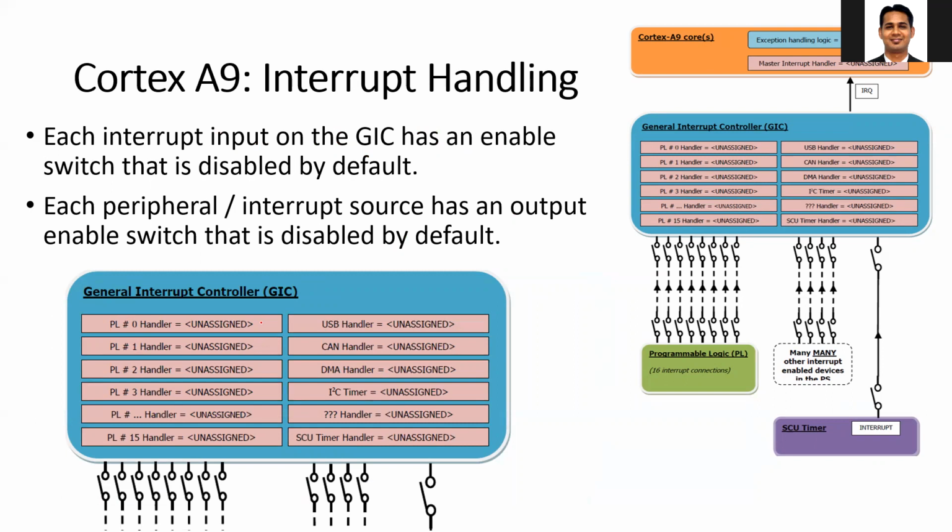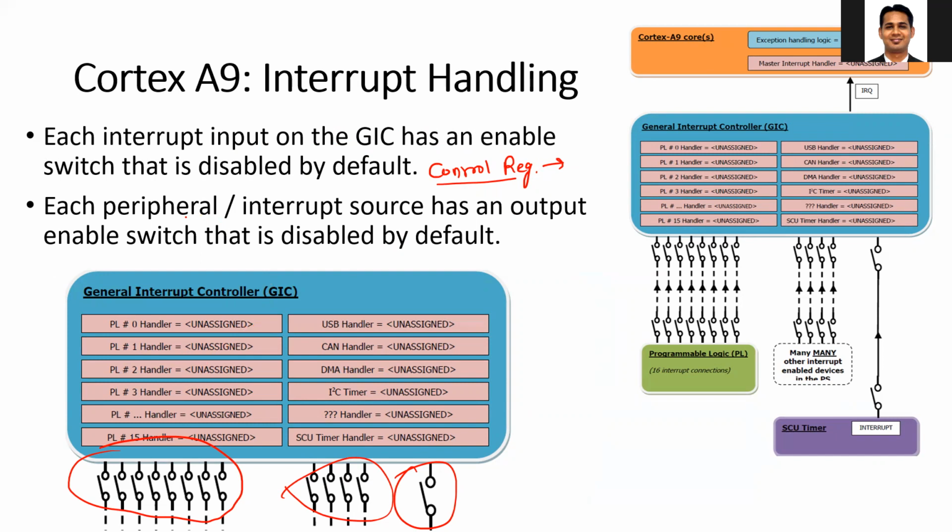Then each interrupt input on the GIC, these are also the inputs, has an enable switch that is disabled by default. So you can see that there will be some control register inside the GIC. You need to write an appropriate value in the control register so that the particular interrupt is enabled at that particular time. For example, for a certain time you may need to disable the particular interrupt. You can disable it by writing into the control register. So when you enable that corresponding switch, that means you are writing into the control register.